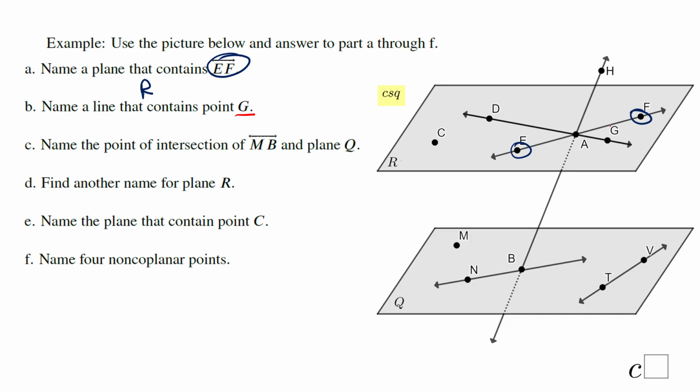Where is that point G? It is right here. So the line will be DG. Of course, you can call it GD also. And you notice the notation.